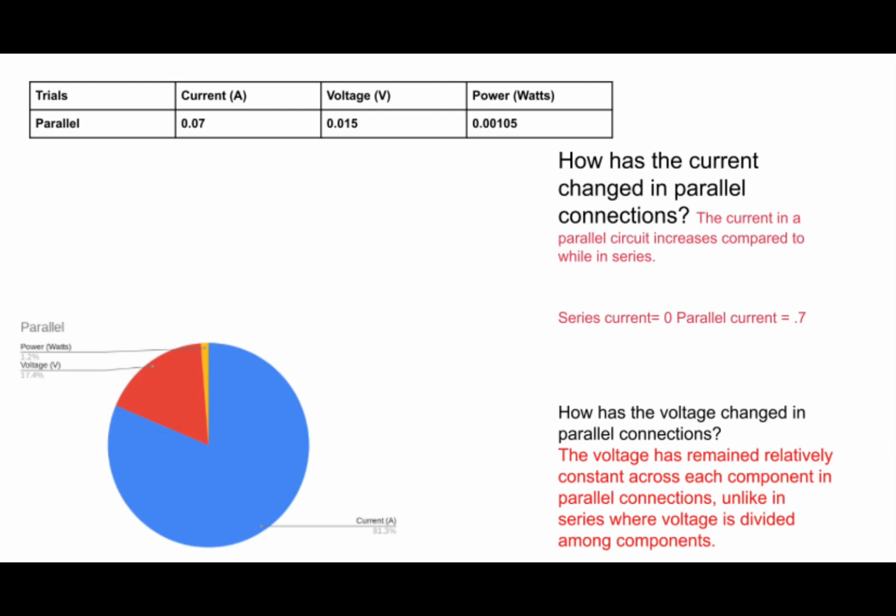And then, how has current changed in parallel connections? The current in a parallel circuit increases compared to while in series. How has the voltage changed in parallel connections? The voltage has remained relatively constant across each component in parallel connections, unlike in series where voltage is divided among components.